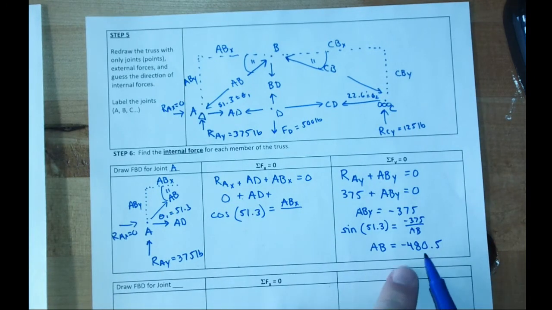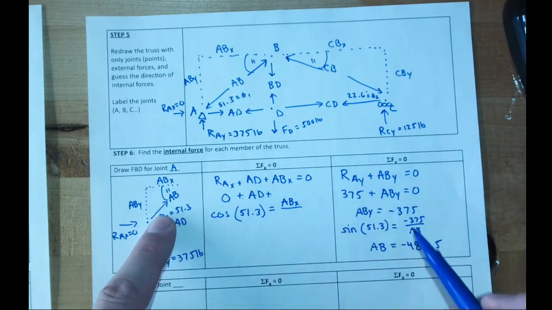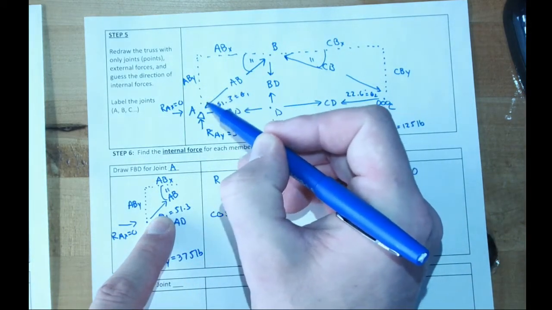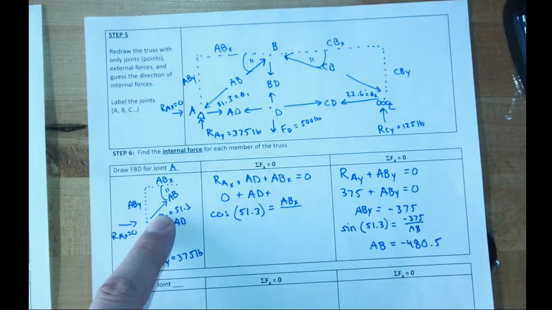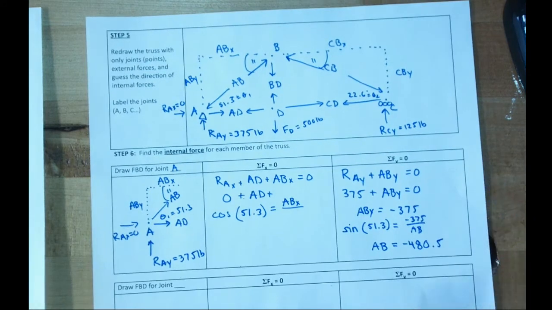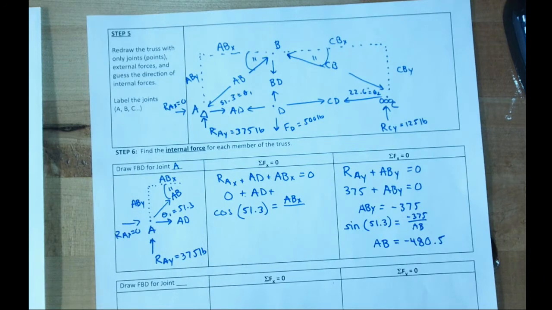So if it's a negative number as your final answer for a stress or strain, see how my arrow is pointing in? If it's negative, I guessed wrong. So it should be pointing out like it is in the top here. I fixed it already up here. Okay? Go ahead. Yes, because it's in the x direction. Okay? Any questions?